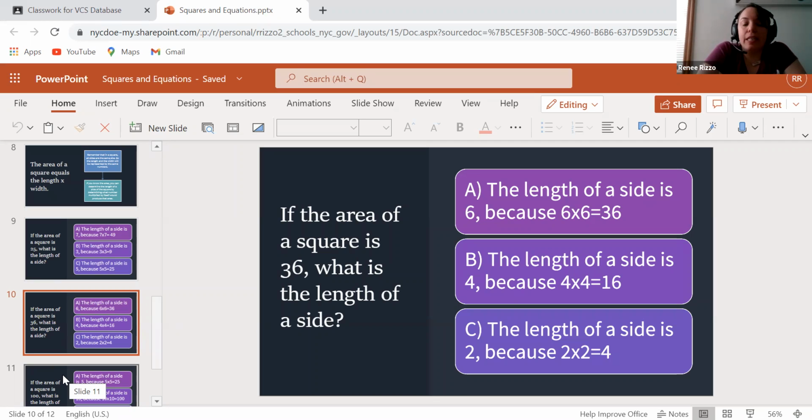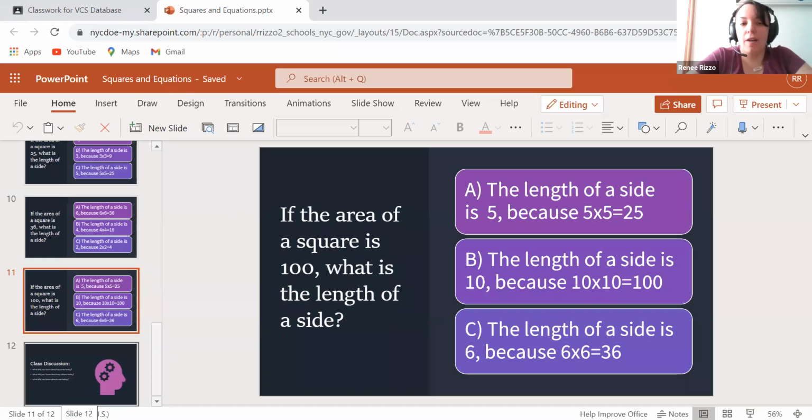B, the length of a side is 4 because 4 times 4 equals 16. That doesn't work because we are not looking for an area of 16. We are looking for an area of 36. C, the length of a side is 2 because 2 times 2 equals 4. Once again, we are not looking for an area of 4. We are looking for an area of 36, which must mean A. The length of a side is 6 because 6 times 6 equals 36.